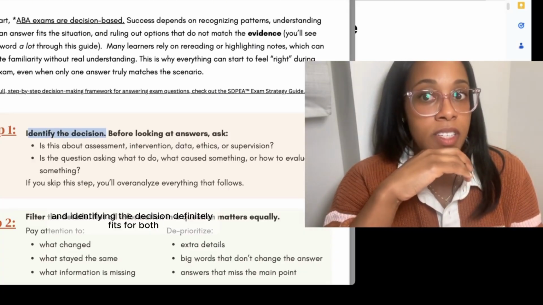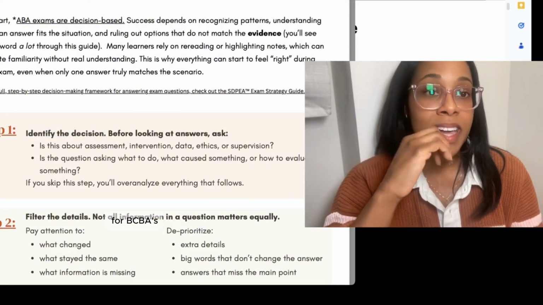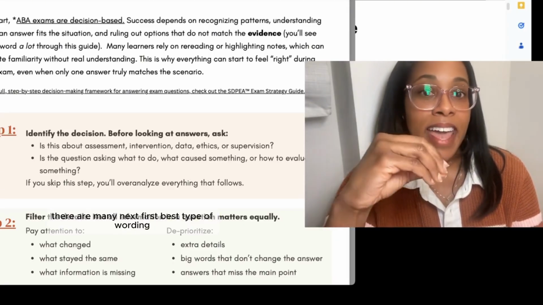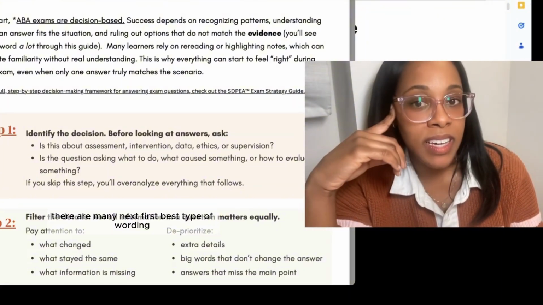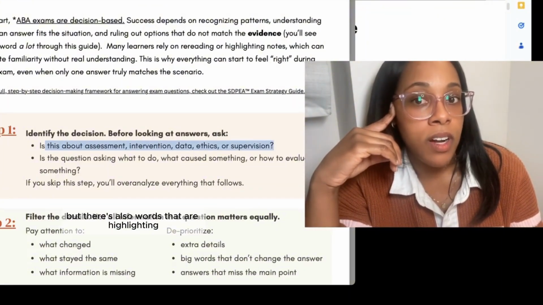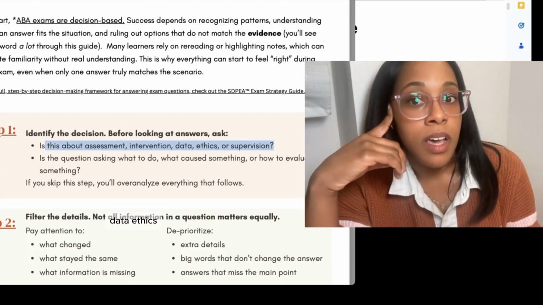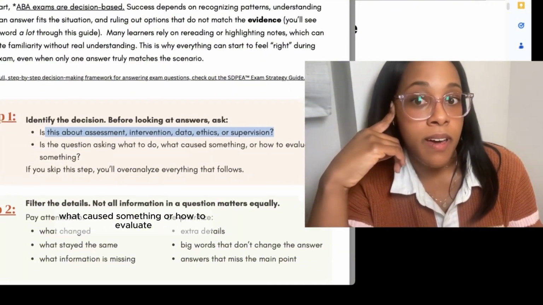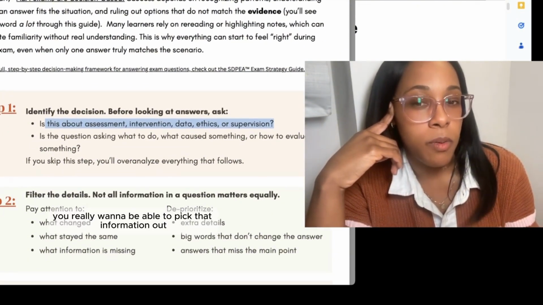And identifying the decision definitely fits for both, but I'd say for BCBAs more so. For BCBAs, there are many next, first, best type of wording, but there's also words that are highlighting: is this about intervention, assessment, data, ethics? Are they asking you what to do, what caused something, or how to evaluate? You really want to be able to pick that information out.